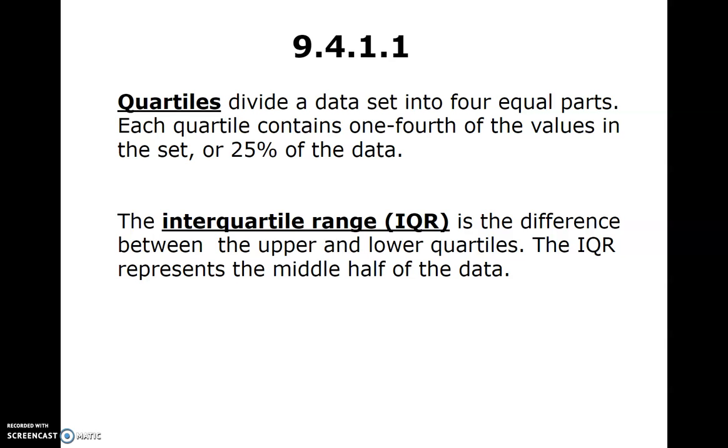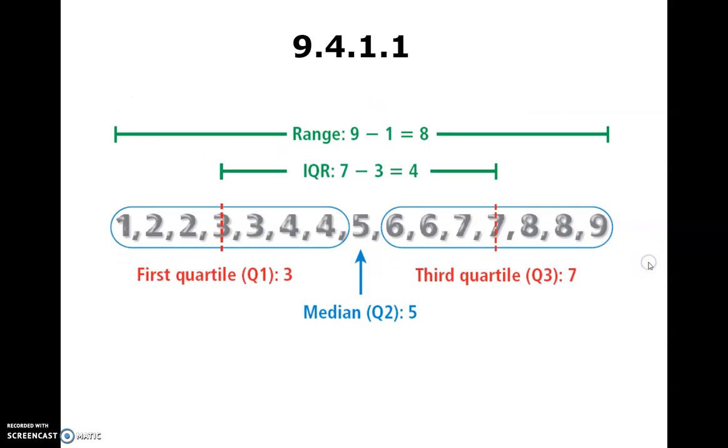The interquartile range is just the difference between the upper and lower quartiles. That's going to make more sense visually in a second when I show you an example. The IQR just represents the middle half of the data. So it represents the 25% of the data above the median and then the 25% of the data below the median. So here's a visual representation of what we're talking about.